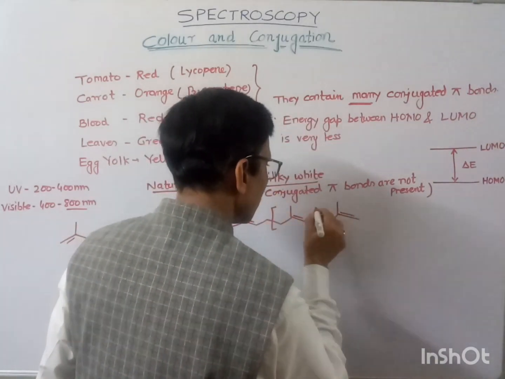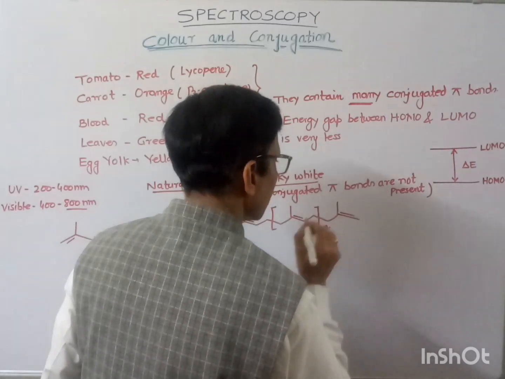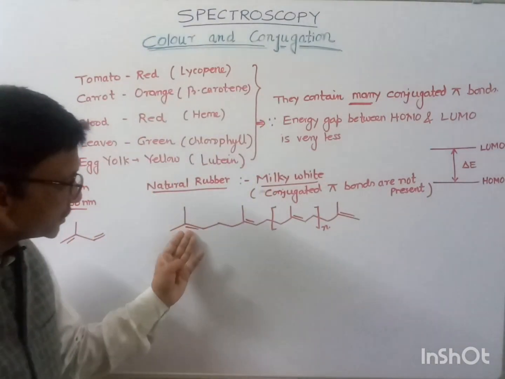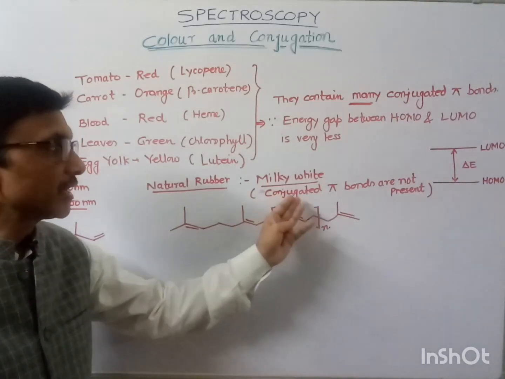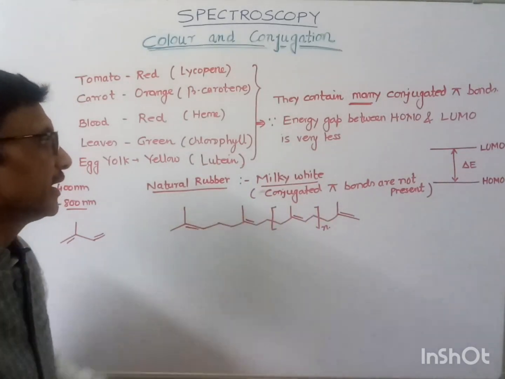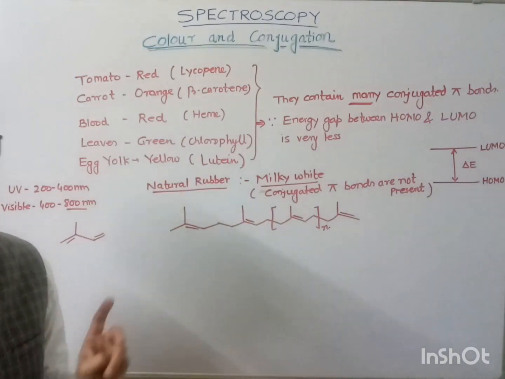So this is our natural rubber, and as you can see, there are many pi bonds present, but they are not conjugated. So that's why it is milky white in color.